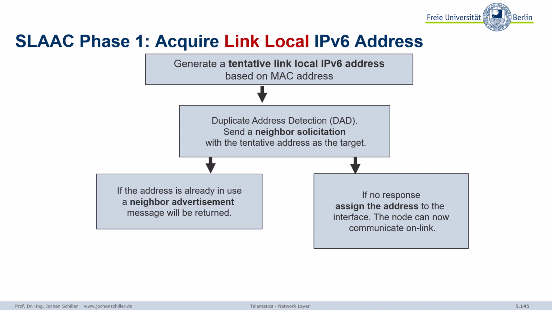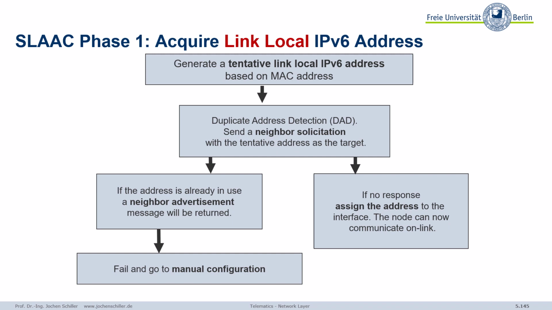If the address is already in use, then someone will answer, that's a problem, failure. Then manual configuration. Okay, that's the idea. Okay, so that's the basic idea. Again, why do we do this? If we have an IP address, then we can use all the higher layer protocols. But how do we get an IP address? Well, that's one way of at least having a link local IP address, and then we can do many more things.